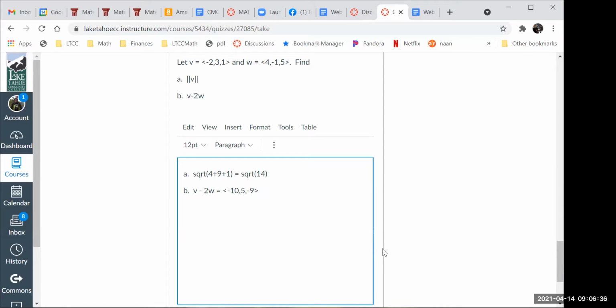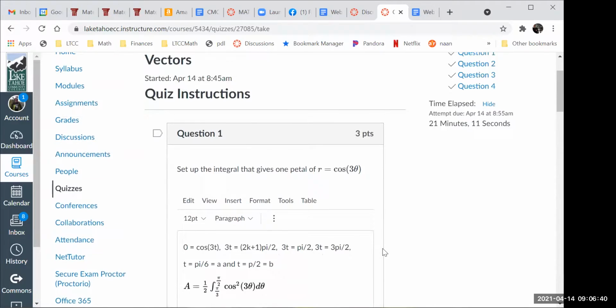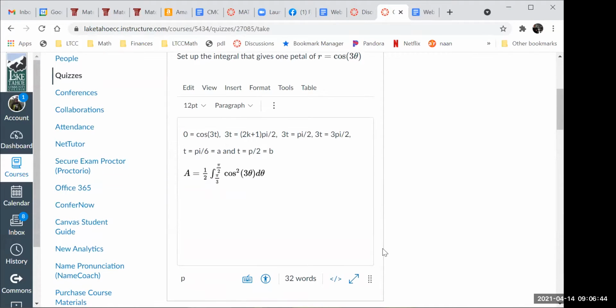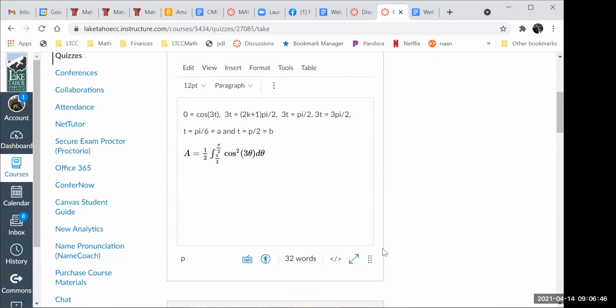Sort of, Larry. I'm still confused about number 1. I feel like in an example in class, it was r equals cosine of 2 theta, and you used the bounds of negative pi/4 and positive pi/4. So couldn't you use negative pi/6 to pi/6 for this situation?